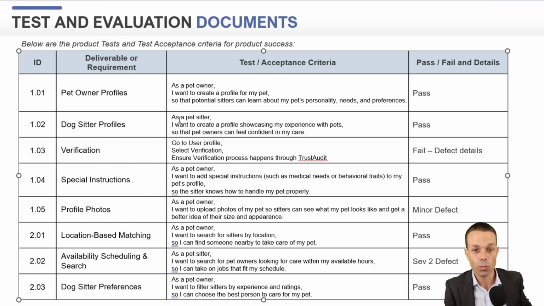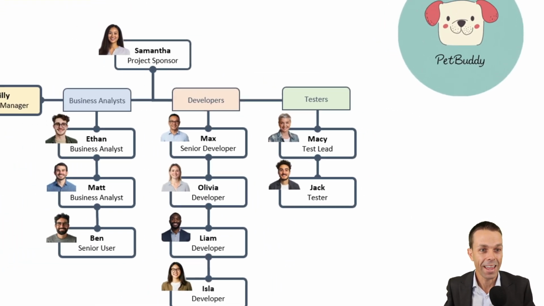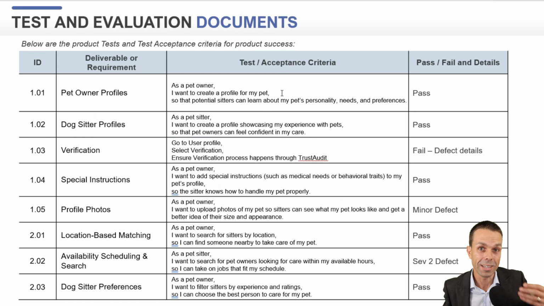But let's get straight into this with the test and inspection plan, or test and evaluation documents that we have here. So this is where we're outlining our test approach. We have Macy, our test lead, and Jack, our tester, and we're going to be outlining what we're testing, so the test or acceptance criteria, the deliverable that we're testing, and whether it passes or fails that test or acceptance criteria, usually called ACs or acceptance criteria.